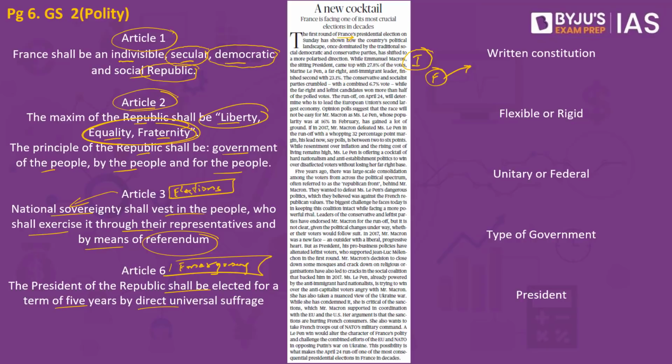The second important principle is flexibility or rigidity. If you are able to change the constitution easily, that is called a flexible constitution. If you are not able to change it easily, to bring about amendments, that is called a rigid constitution. One example of a flexible constitution is the United Kingdom constitution. The rigid constitution example is the United States of America. And the French constitution is said to be a rigid constitution.